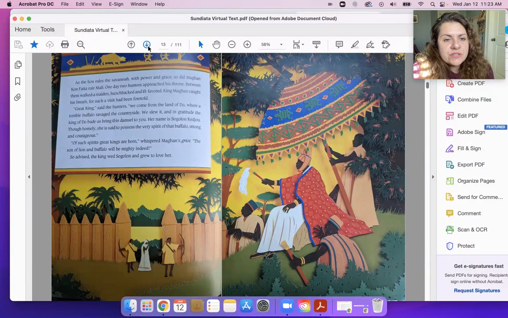Great king, said the hunters, we come from the land of Do, where a terrible buffalo ravaged the countryside. We slew it, and in gratitude, the king of Do bade us bring this damsel to you.